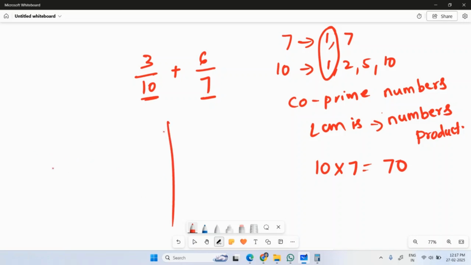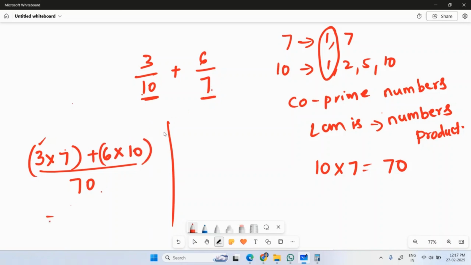So the first method is LCM is 70, and then 3 times (70 divided by 10, which is 7) is 21, plus 6 times (70 divided by 7, which is 10) is 60, upon 70, which is nothing but 81 upon 70. So the answer is 81 upon 70.